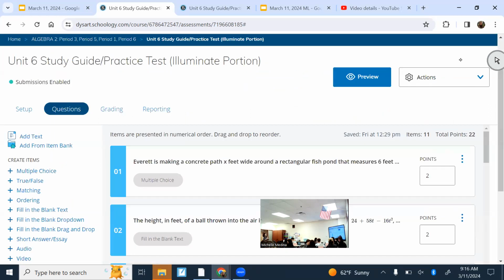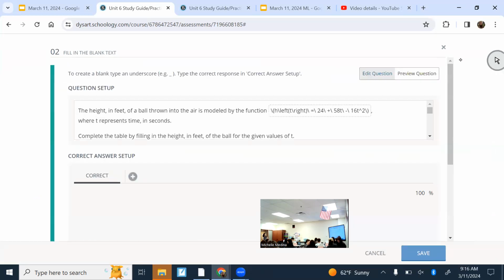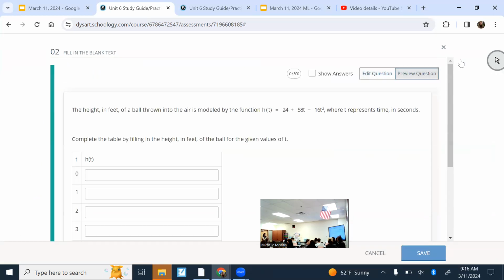So number 2. We have a table of values to fill out. They do give us an equation right here. A table of values will show up on all of your tests, pretty much. Whatever equation it is, you can see it has variables. It has H and T. And in our table, they're giving us a bunch of T values.